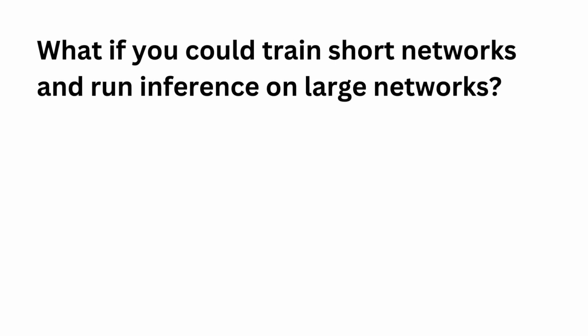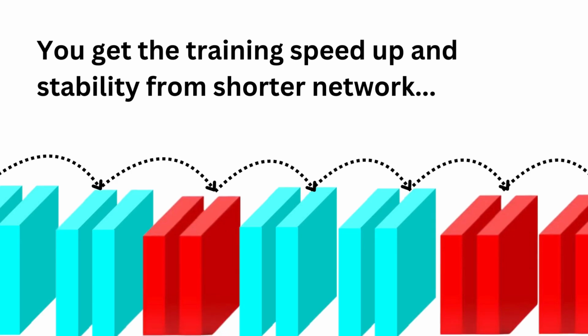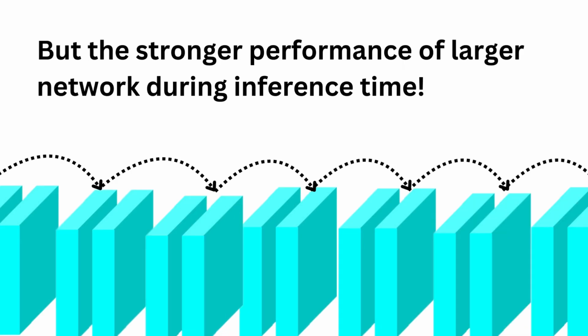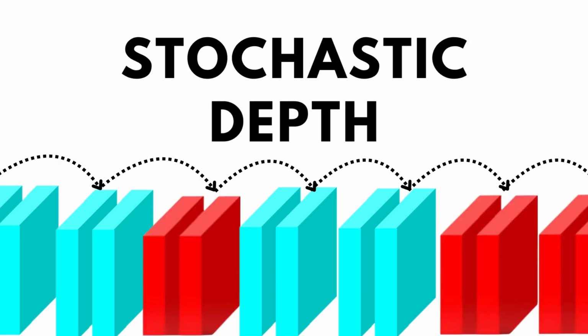What if you could train short networks and run inference on large networks? By having this setup, you will get the training speed up and stability from shorter networks, while benefiting from the stronger performance of larger networks when it's time to test. This is the idea explored by the Stochastic Depth training methodology.